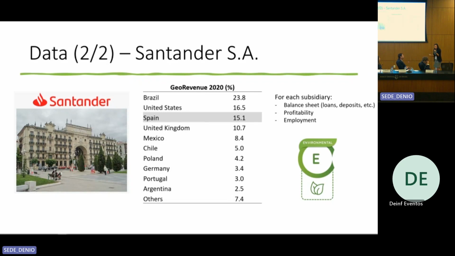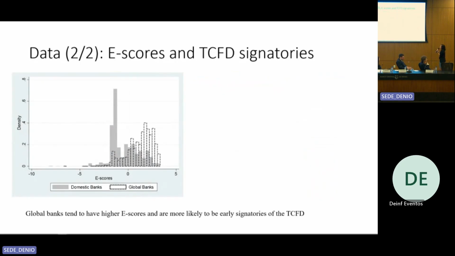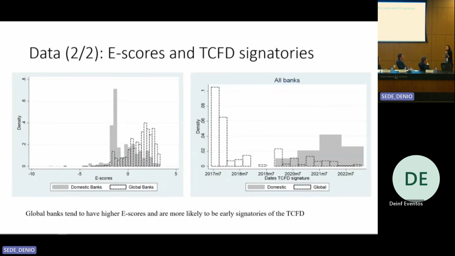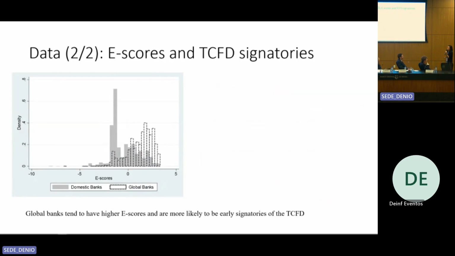So we know how much lending is happening in each country. And we also know what is the environmental score of the global bank Santander, and we attribute this environmental score to all the subsidiaries of Santander. So just to show you that we believe that our measure of environmental scores is not noise.